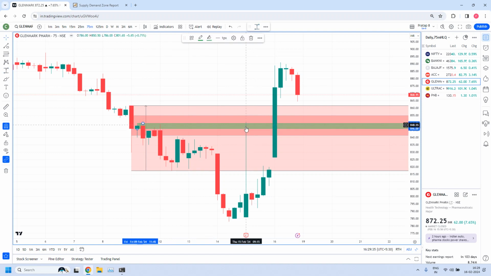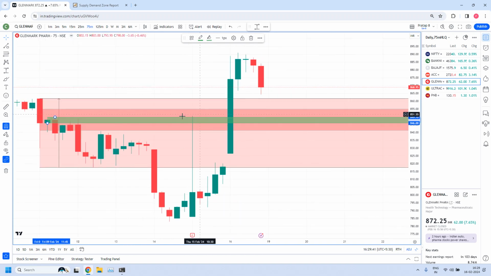See, slightly pierced. Maybe that day people who have taken a trade in this zone, it was successful because your stop loss would not have been hit. Because slightly pierced, that is within your stop loss buffer. So it would have been a successful trade on that day for those who took it. But it is pierced. Once it is pierced, we cannot plan a trade.